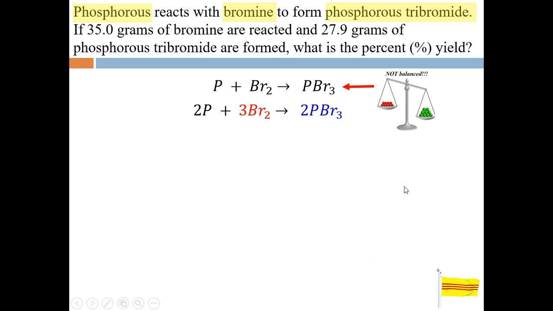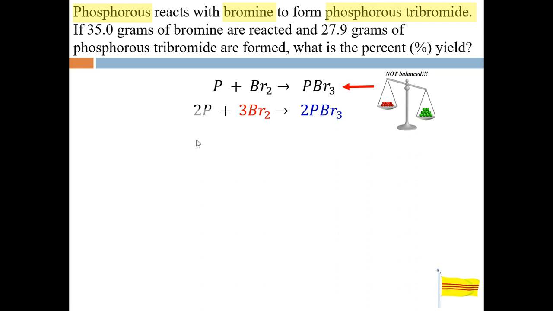All right, so let's go ahead and do percent yield. To do percent yield, again, you need the actual and the theoretical. In this problem, it gives you the actual number of grams of the product that's produced, which is 27.9 grams of phosphorus tribromide. And so we need to find the theoretical. So to find theoretical, start with what you're given. In this case, you're given 35 grams of bromine. So start with that. The first step, by the way, if you notice, I just took out phosphorus here because the question has nothing to do with phosphorus. So I like to clean up my reaction and just focus on the elements or reactants and products that are being involved in the problem.